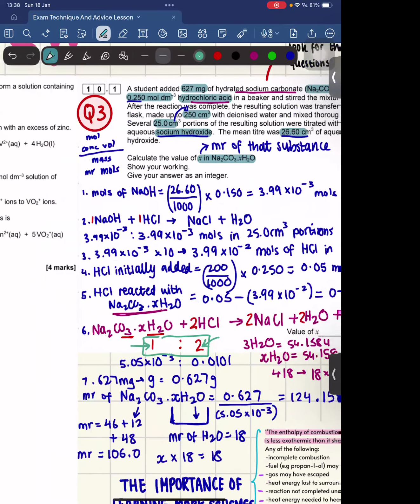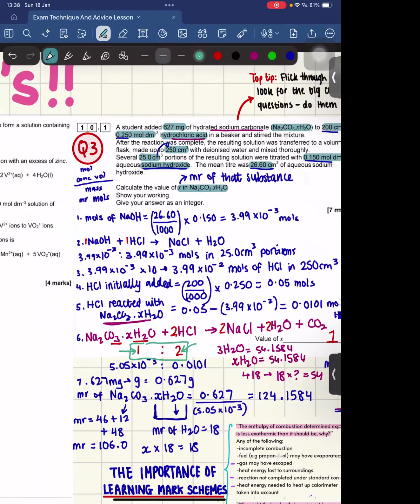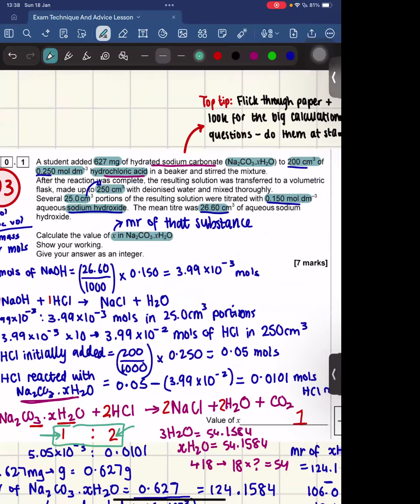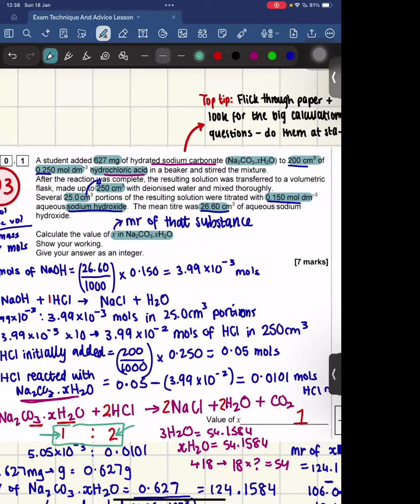In terms of the second question about how we know that HCl is in excess and that it is being titrated, the question is telling us this here. What it's saying is the student added X amount of sodium carbonate to the hydrochloric acid and stirred the mixture. After the reaction was complete, right? That is one of your key things. After the reaction was complete means that one of those things had to have been limiting, and one of them had to be in excess, because the reaction is complete once all that limiting reactant is used up. Because it tells us that whatever was left reacts with sodium hydroxide.